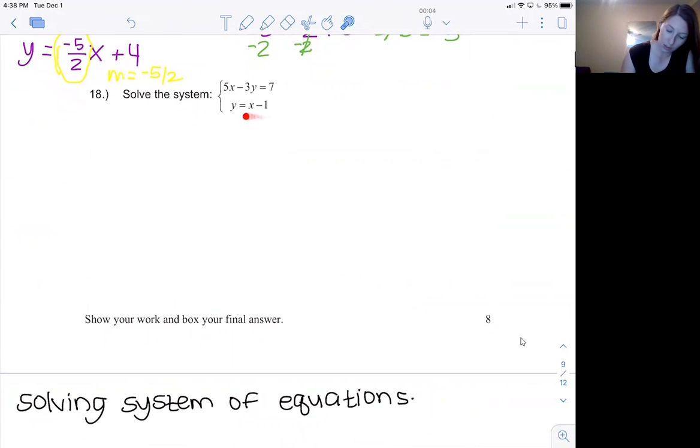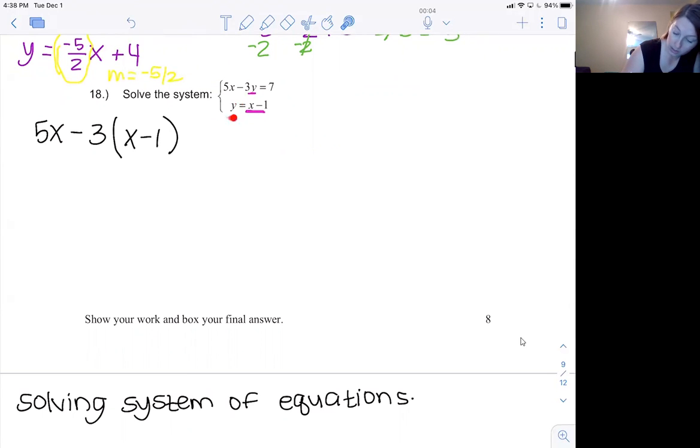I'm going to use substitution though because it has this y equals whatever, which is just set up really nice. So what substitution is we're substituting in something. So I have this y equals x minus 1. So since I know what y equals, I'm going to plug it into that first equation. So I have the first equation is 5x minus 3y. And instead of y, I'm going to replace it with this x minus 1.